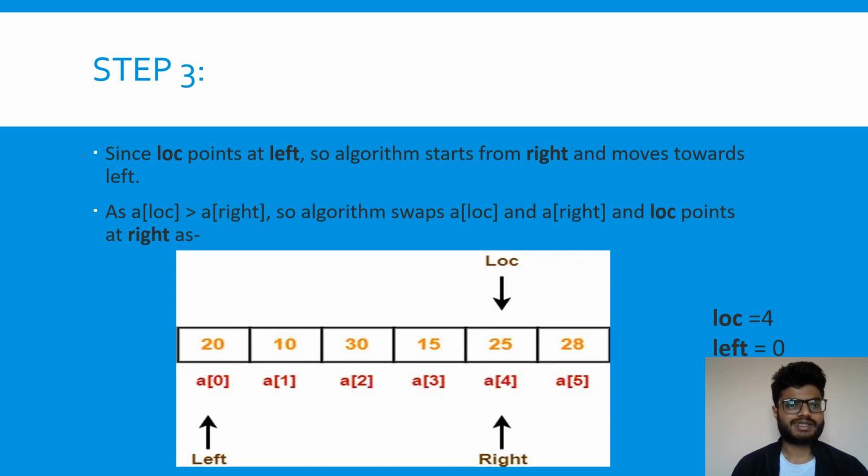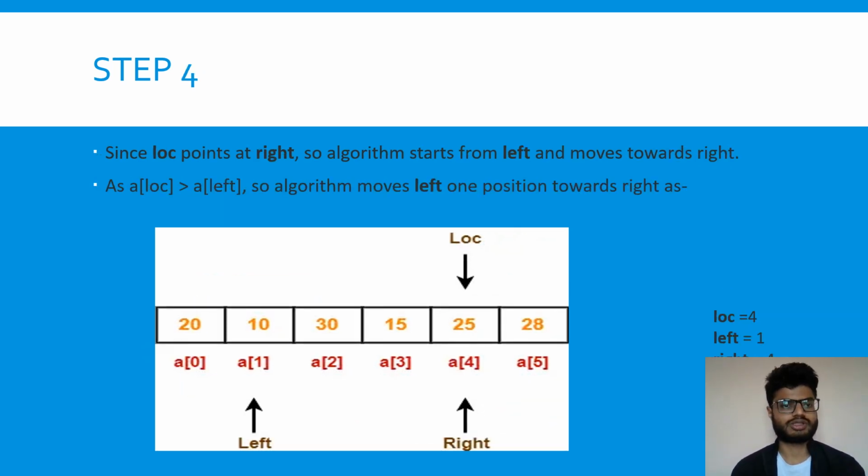So here we can see that the location pointer, initially it was pointing at left, and so the algorithm starts from right. When we compare, we get to know that A of location is greater than A of right. So the algorithm swaps location and right: the element which is at left will come at location, and the location will go to the right, and the location will point at right itself. So it will look something like this.